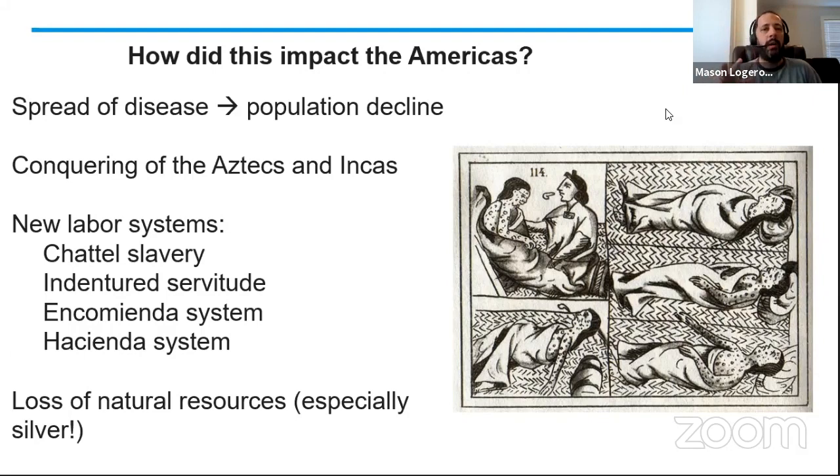I mean, estimates vary, of course, but it could have been upwards of 90% of the population of the Americas in this time died from diseases that Europeans brought over. That's insane when you think about it. There was a great book I read a couple years ago, and I was trying to remember the name of it and the author today, and I could not remember it.